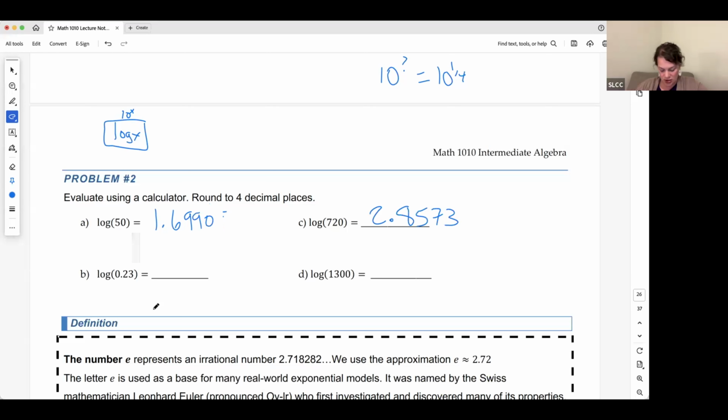This one is log of 0.23, so 0.23. This one will be negative 0.63827. So 6383. And then the last one, the log of 1300. 3.11394. So then it stays.